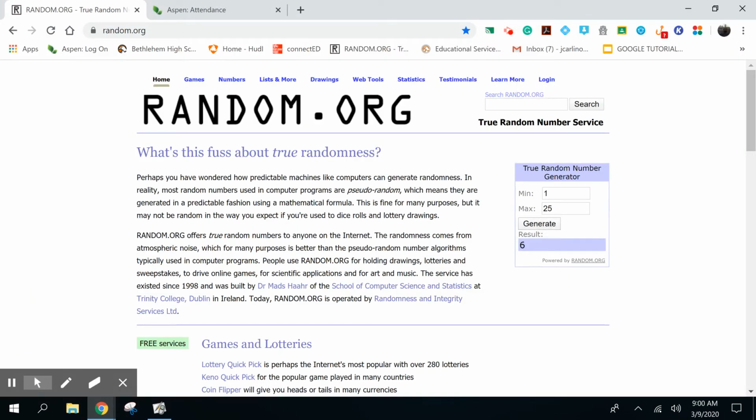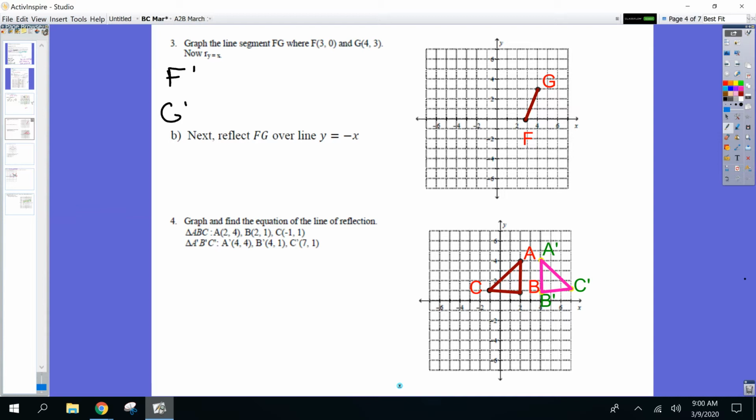What am I asking you to do with the coordinates? Flip them. Go ahead, Mike. F prime, 0, 3, and G prime, 3, 4. There you go. And read directions. It just says to graph the original, so that's all I'm going to graph just to save some time.